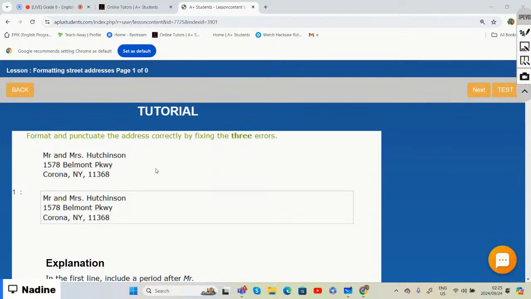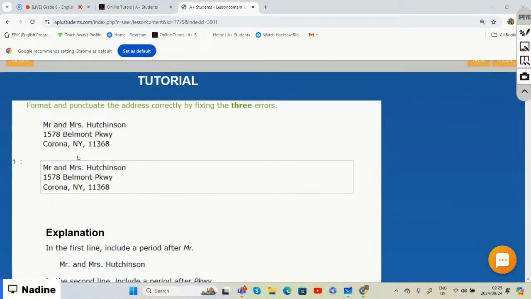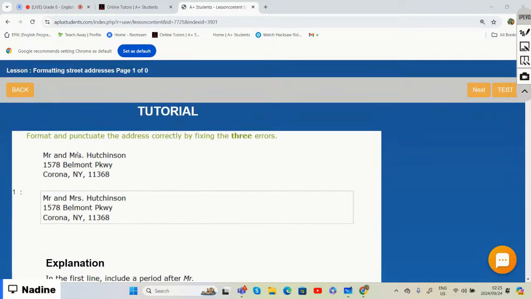All right. So now if we look at the first one, it says Mr. and Mrs. Hutchinson, right? So which means that already if you look at the first line, you need to add a period after Mr. There needs to be a period after Mr.